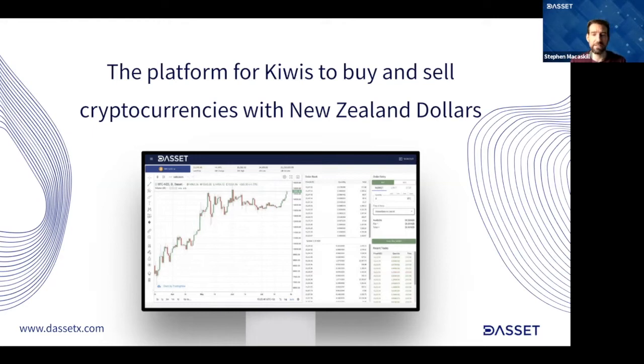We also facilitate people who want to trade very quickly. They might be considered day traders, where they might be placing an order and within a few hours getting out of that position or out of that order. And so it's really important to understand the different order types that sit on Dasset, because they can help you with your strategy overall.